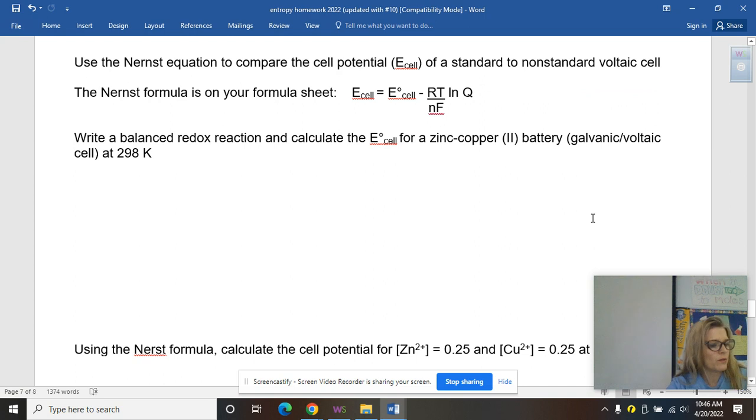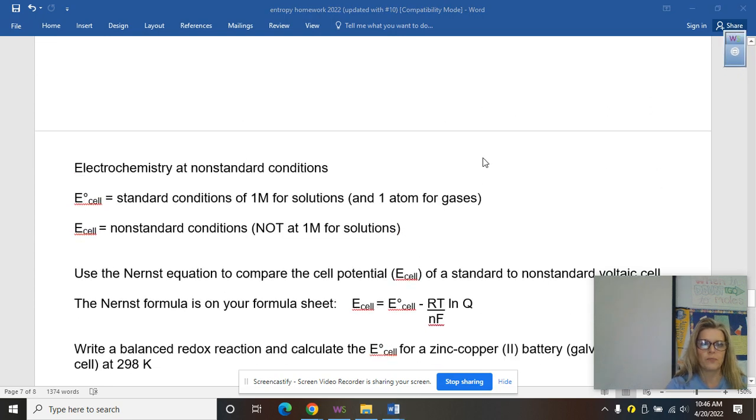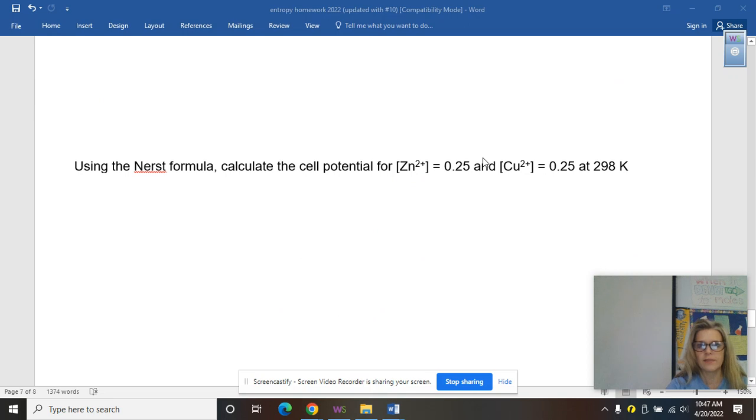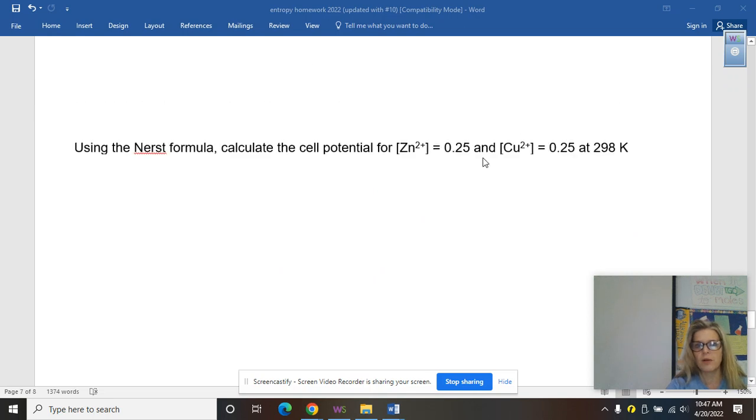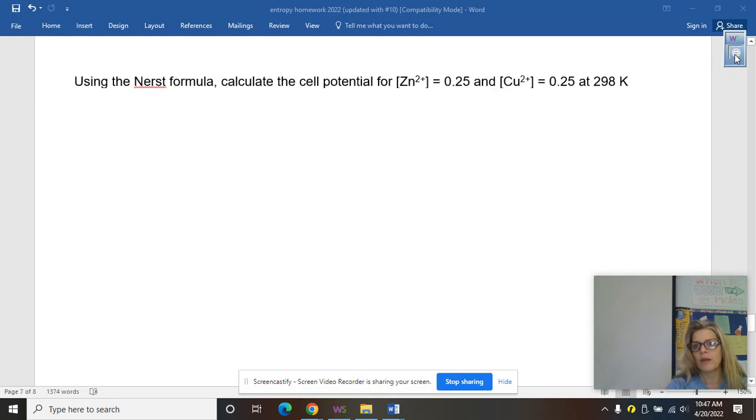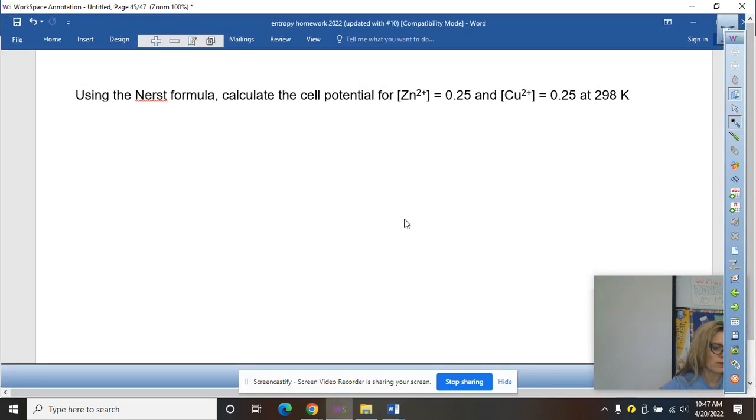Okay, we are almost done with this lesson. We just had one little thing to talk about, and that was using the Nernst equation when you have concentrations that are not equal to one another. So we looked at this problem right here where we had two concentrations that were equal to one another.